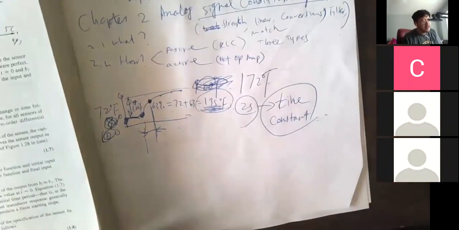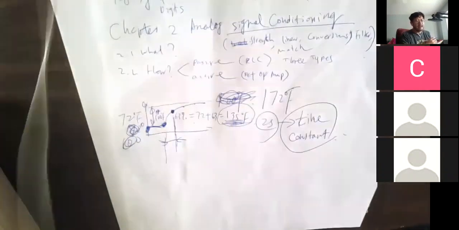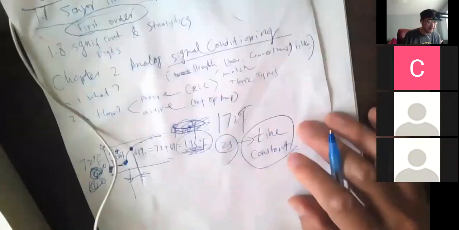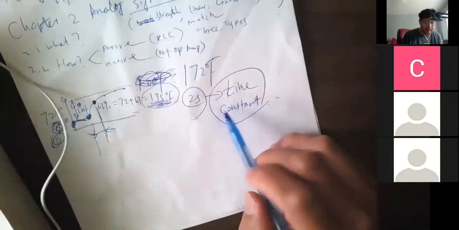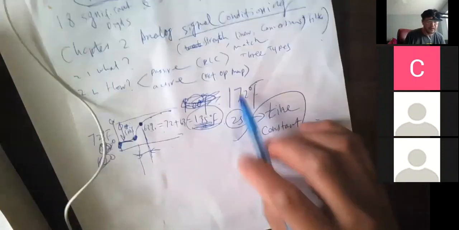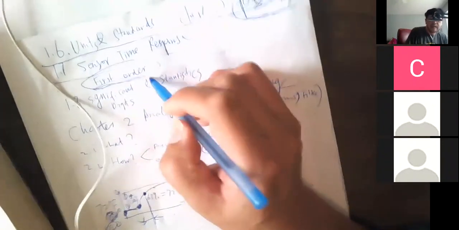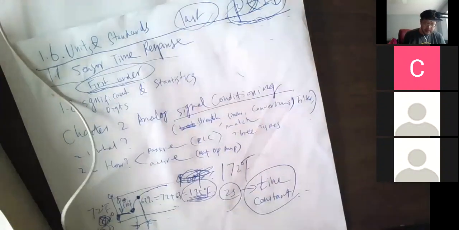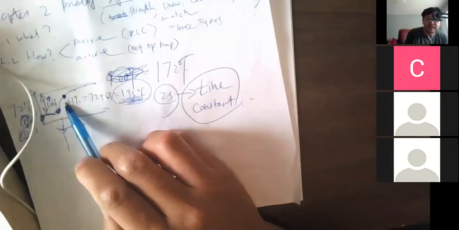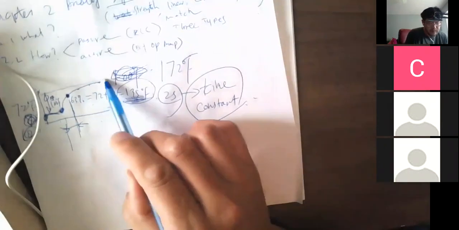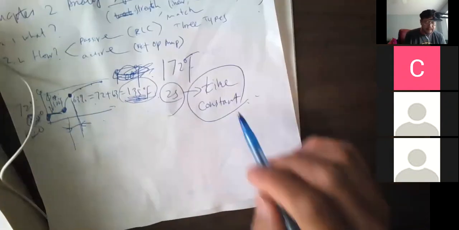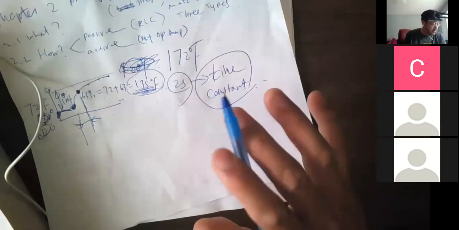So time constant is something you want to know about first order sensing. All we want to know is if your sensor is first order, and most sensors have a first order response. So we want to know the time constant. That means 63% of the measurement is finished. So all you want to know is the time constant.